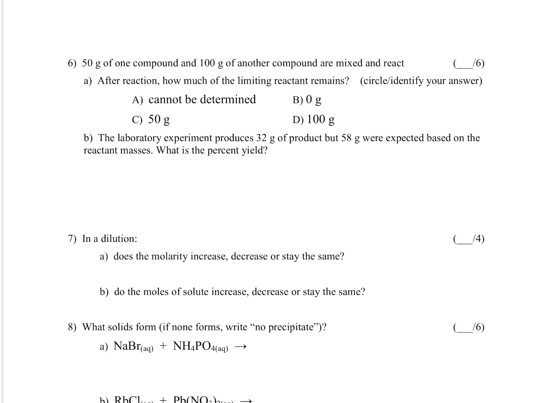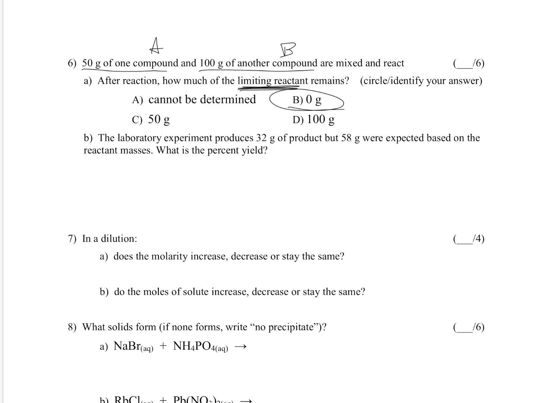Moving on to number 6, we're told we have 50 grams of one compound, 100 of another compound. They react. After reaction, how much of the limiting reactant remains? Oh man, is it compound A or compound B? Well, it doesn't matter because it's the limiting reactant. And we know that the limiting reactant gets all used up. So none of it remains.